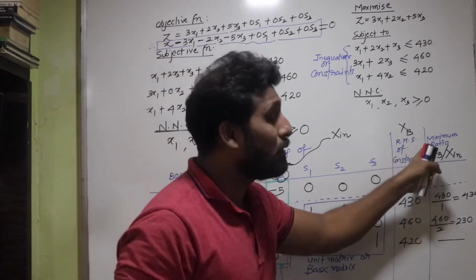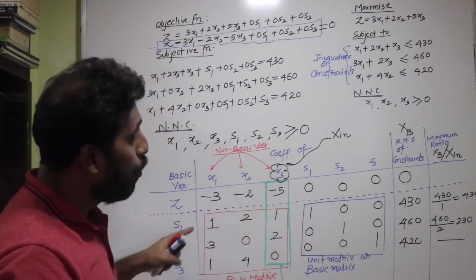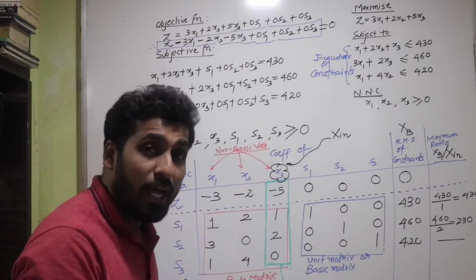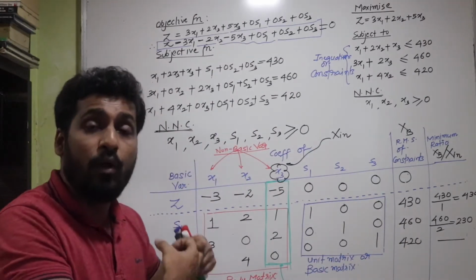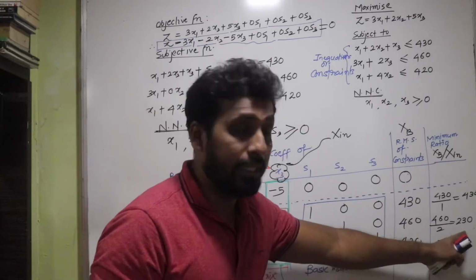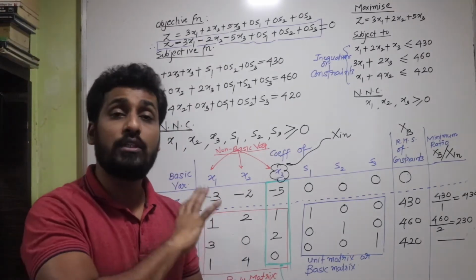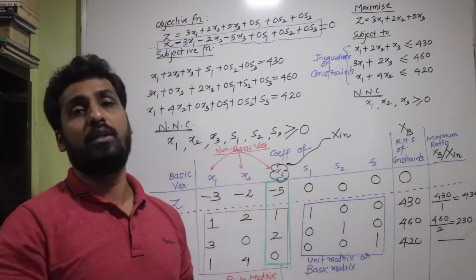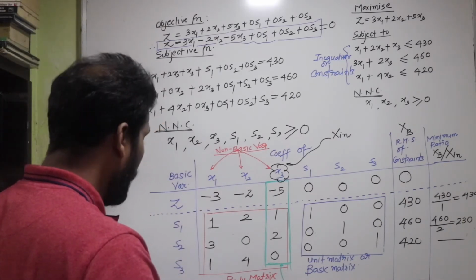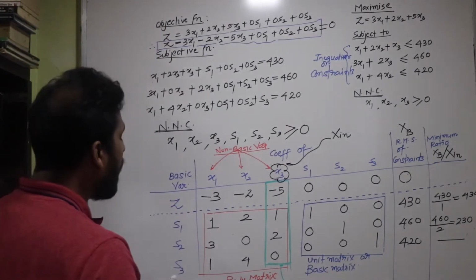Now, as the name suggests, it is a minimum ratio. Whichever has the least value from here, that entire row, that particular variable will now be removed from the table. That means 230 corresponds to S2. So S2 is the variable which is going to leave the table, isn't it? So that becomes your outgoing vector. This is your outgoing vector. So I'm going to mark this.